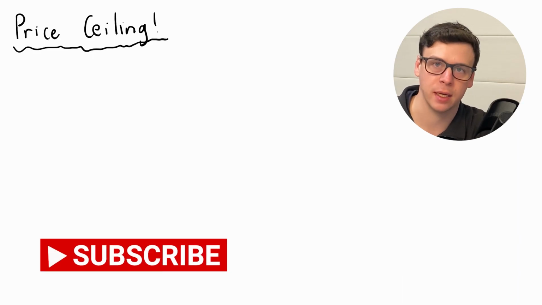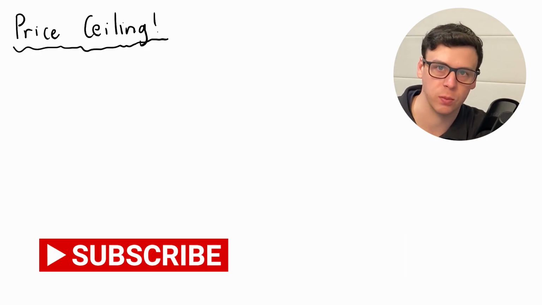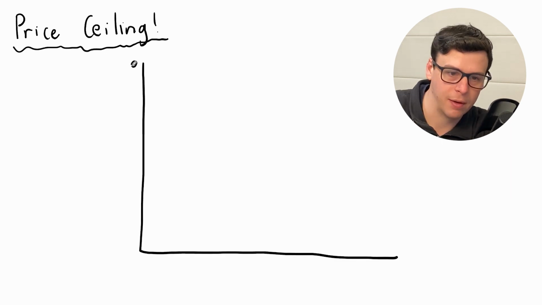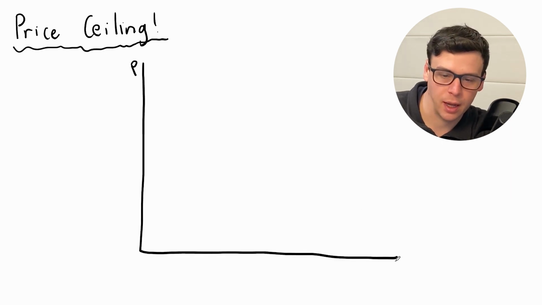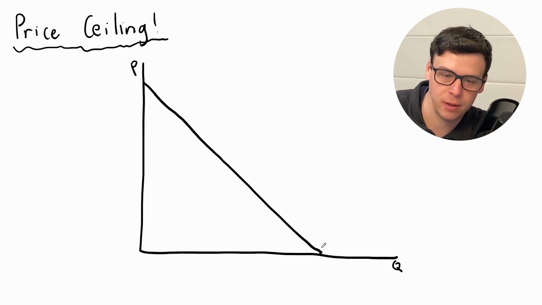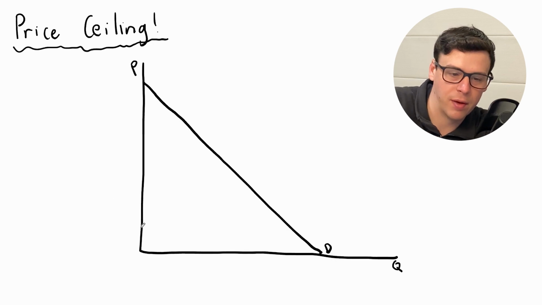So a price ceiling is when a policy intervention comes in, which means you can't sell a good above that price. So let's start with our basic demand and supply diagram. Left axis is price, and this axis is quantity. We have a downward sloping demand curve, and we have an upward sloping supply curve.